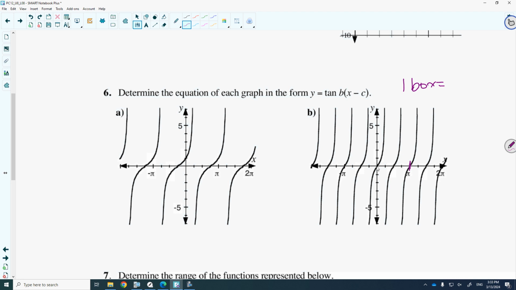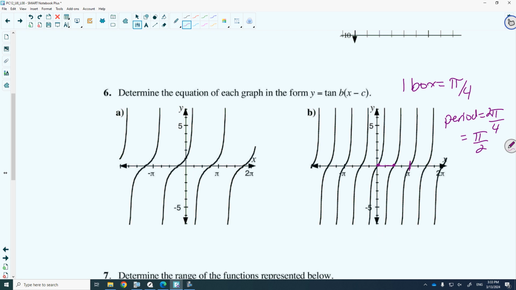So one box would be worth, 1, 2, 3, 4, pi divided by 4. That's what one box is worth. Now, in order to figure out the period on a tan graph, it's the distance from here to the next tan wave. So that would represent one period. Now, that's two boxes, right? Each box is pi over 4. So this period would be pi over 4 times 2. The period would be pi over 2.